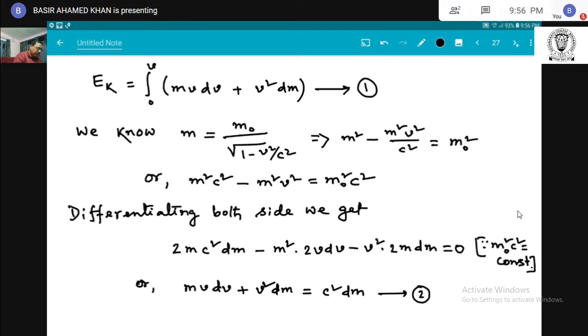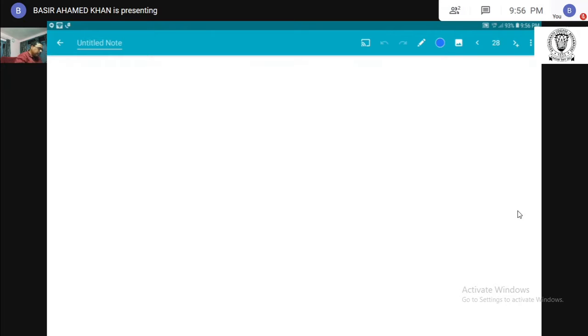Notice here mv dv plus v square dm appears in both. So put equation 2 in equation 1. Then we get Ek equals the integral of c square dm. I will write here to explain the range of the integration.